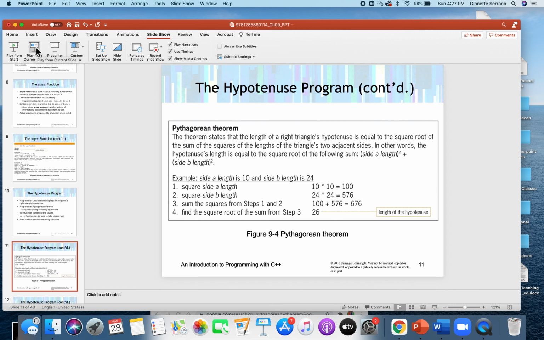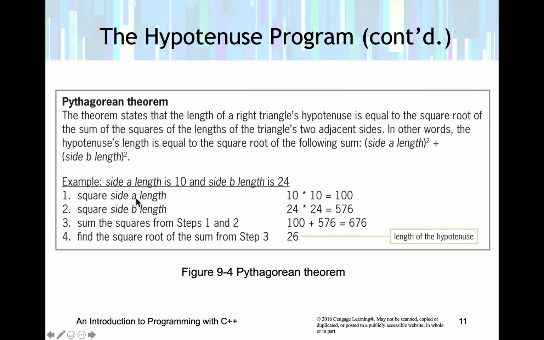So an example that they give you: side A is 10 and side B is 24. You get 10 times 10, that's side A, and 24 times 24, that's side B. You take both of these and add them up, so it's 676. Then you take the square root of 676, and if you type that into your calculator, it comes out to 26.